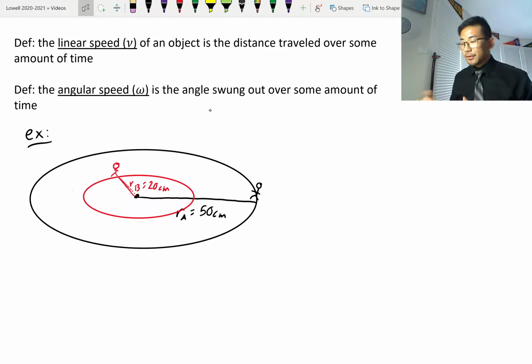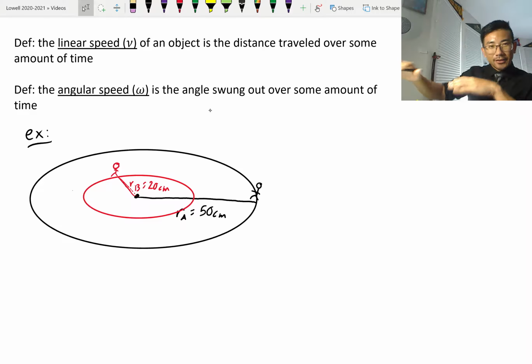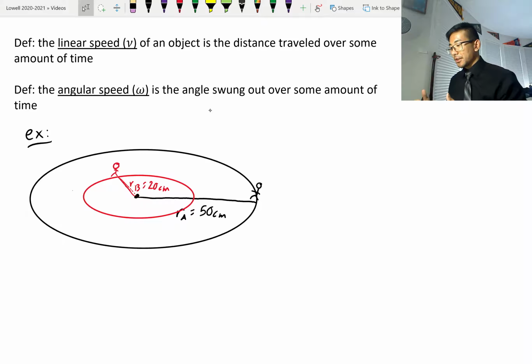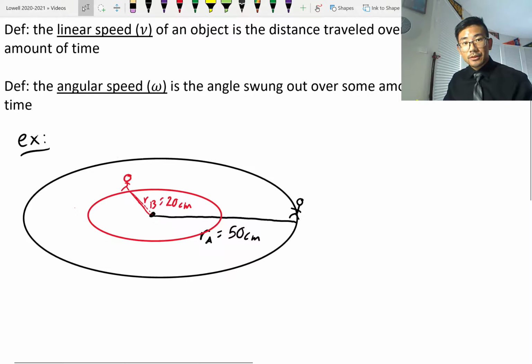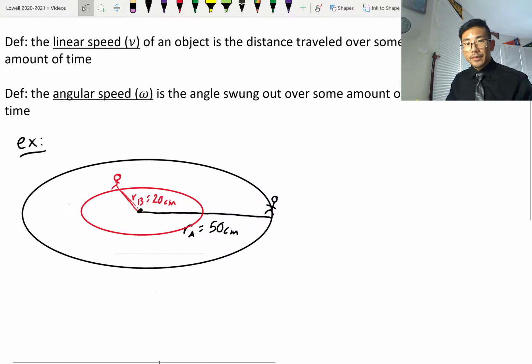Alrighty, here's our example. I've drawn a circle looking at it from an angle, so that's why it's not circular, at least from our perspective. The radius of the big black circle is 50 centimeters. And the radius of this smaller red circle, which is concentric, so it has the same center, is 20 centimeters.